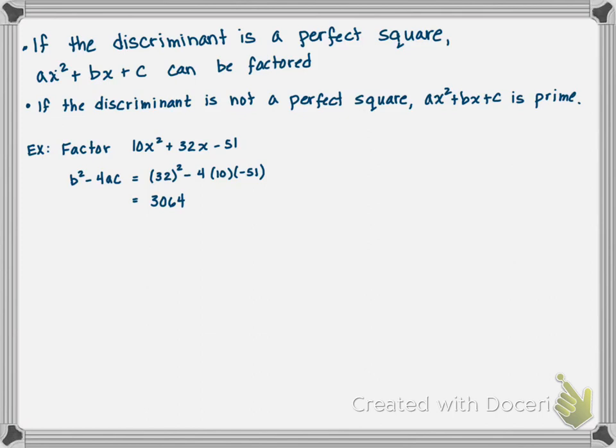So what do you get? A decimal. You get a decimal. So this is not a perfect square, which I figured out because putting this into my calculator gets me a decimal. So what that tells me is that 10x squared plus 32x minus 51 is prime.